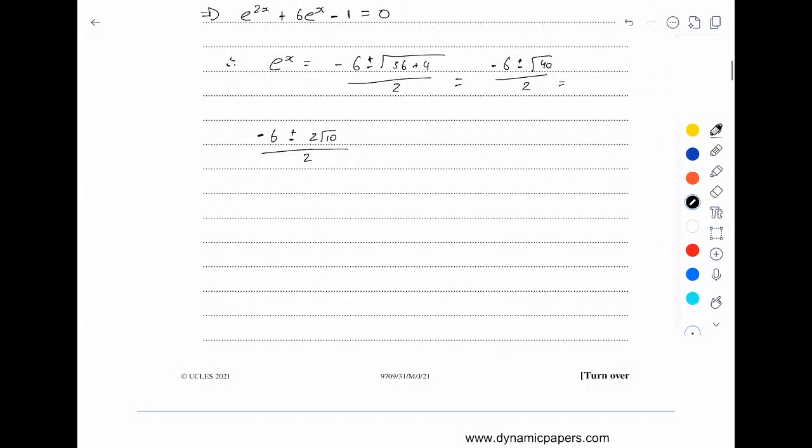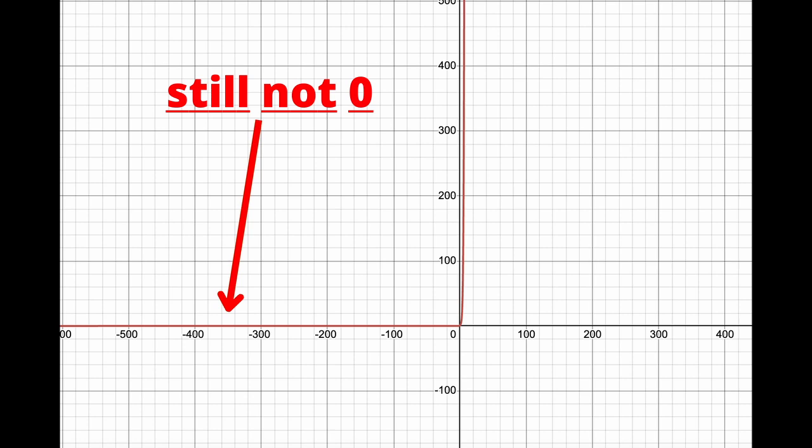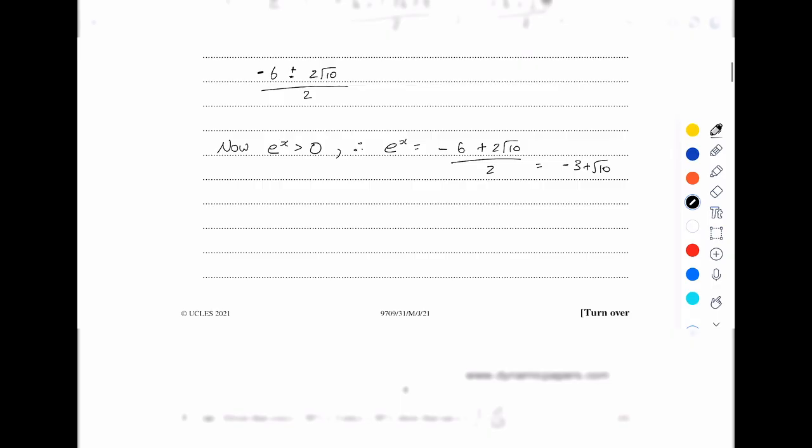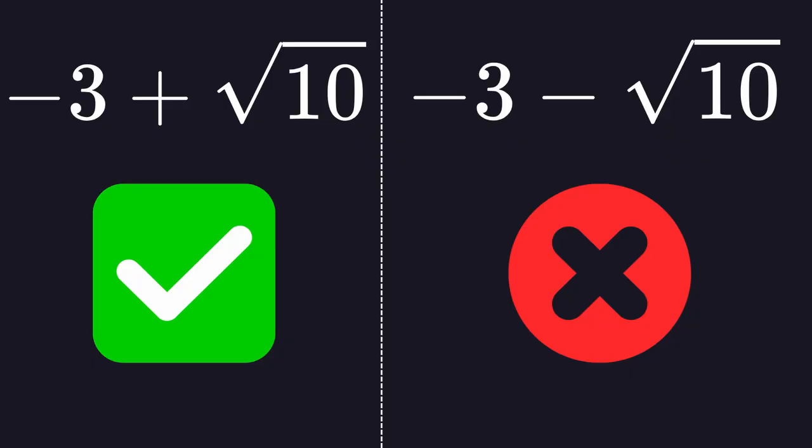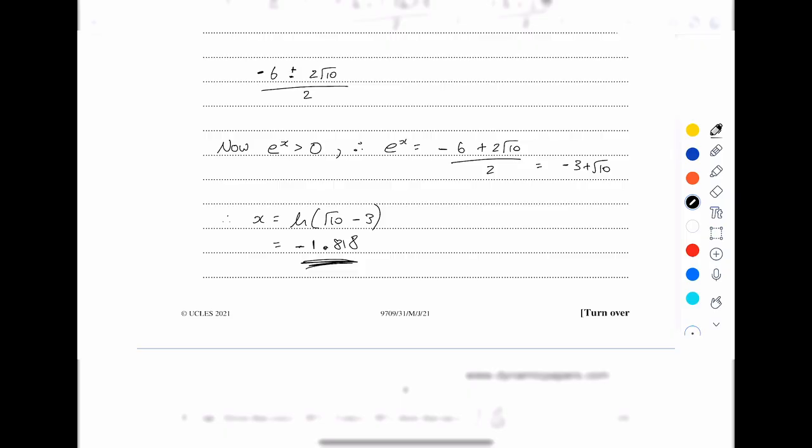The caveat here is that e to the x is always greater than 0. And so therefore our answer will only be -3 plus root 10, as opposed to -3 minus root 10. Finally, we apply the ln function to get the answer in terms of x, which is what we want. And that gives us -1.818.